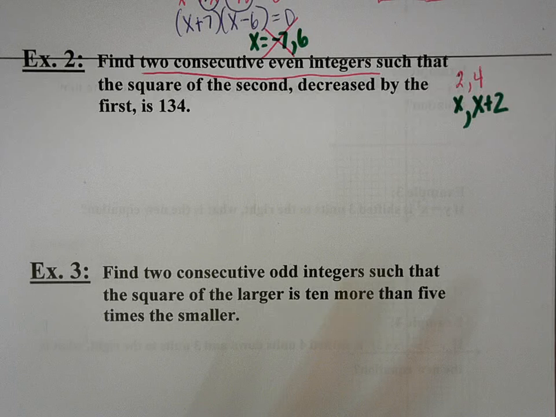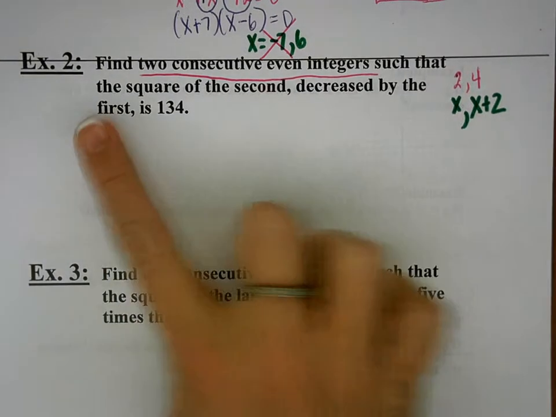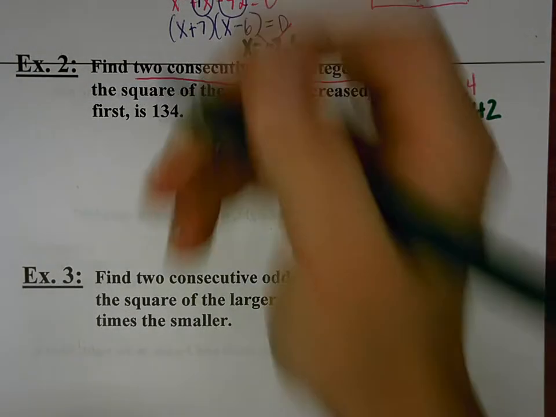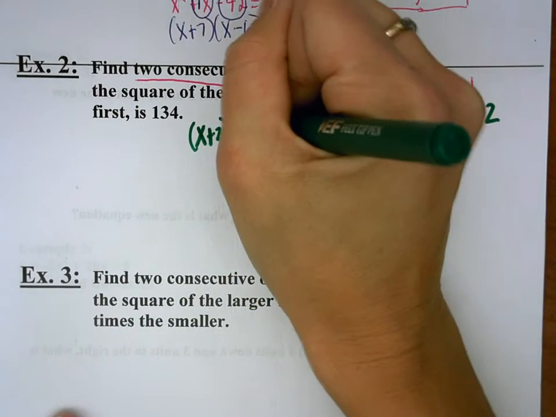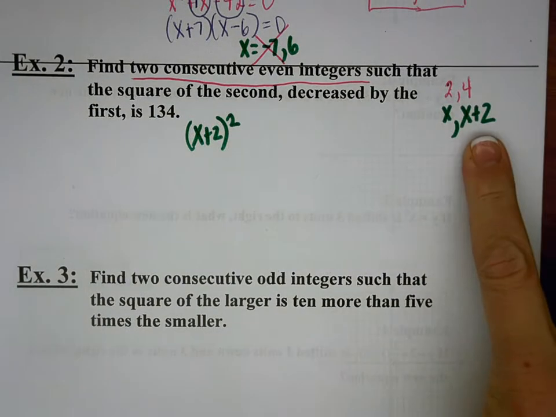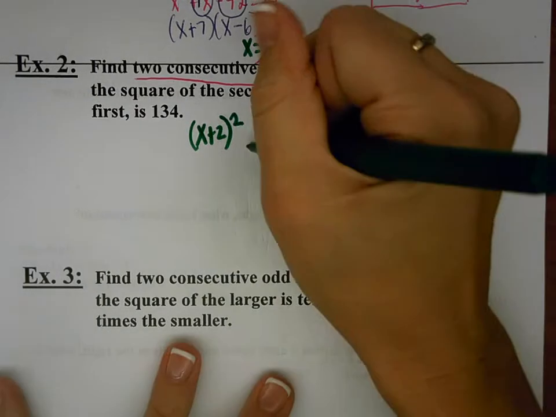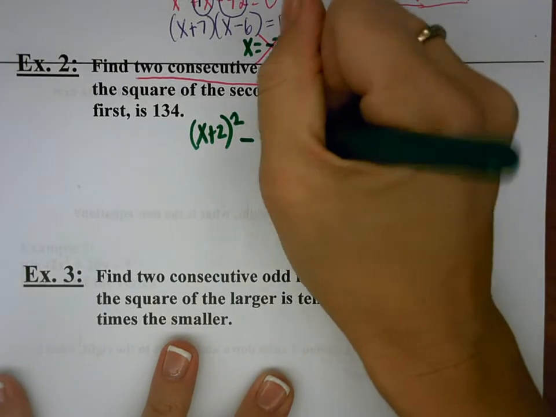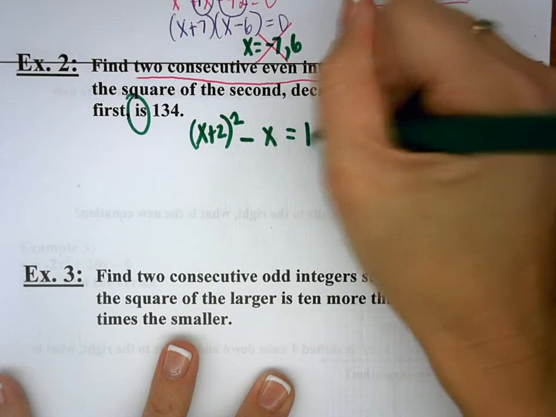Okay, so going back now to our problem, we kind of have what our two variables are going to be. And it says such that the square of the second, well, which one would be the second number? x plus 2. Good. So when we say the square of the second, we're going to write x plus 2 squared. Okay, that's the square of the second number. Decreased by, what does decrease mean? Okay, decreased by the first number, which is x. And then it says is, which means equals 134.